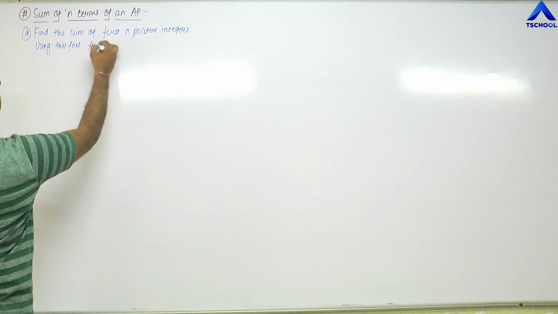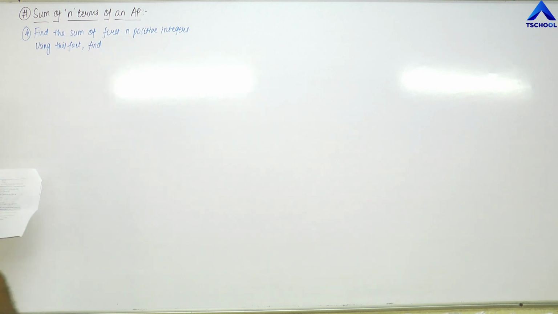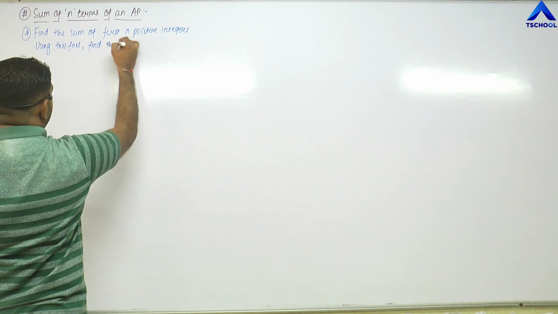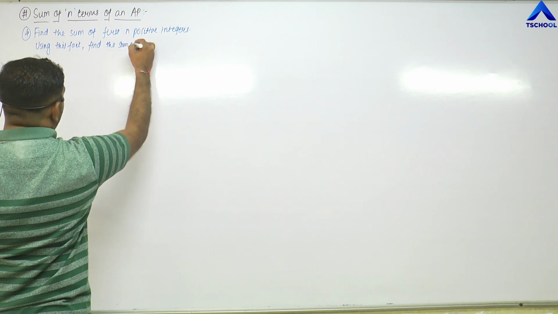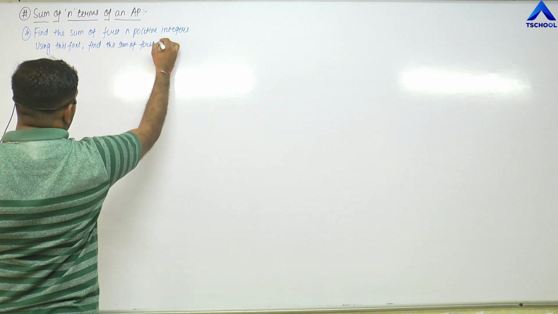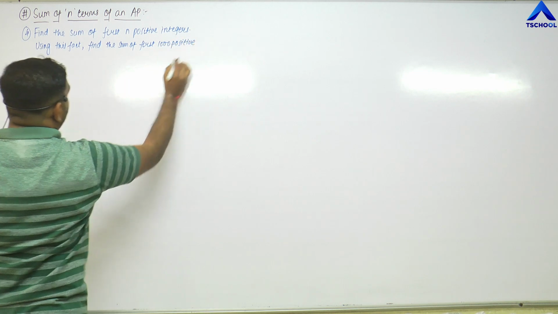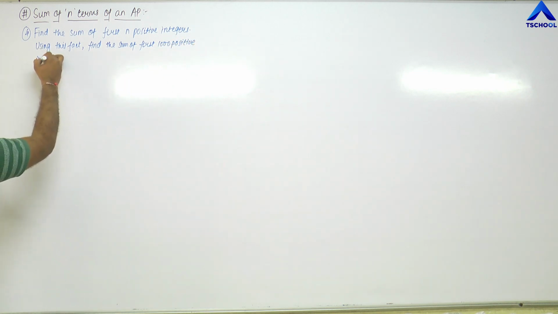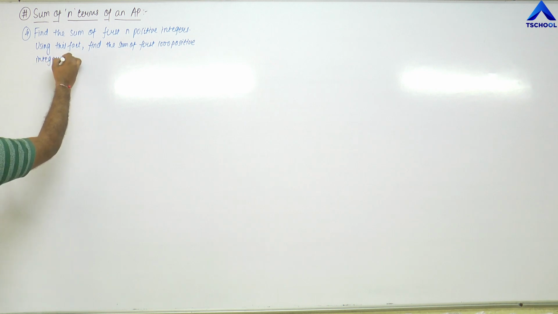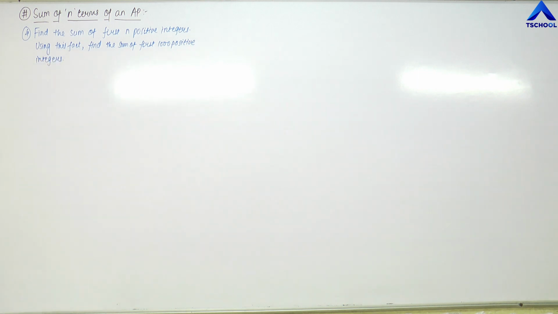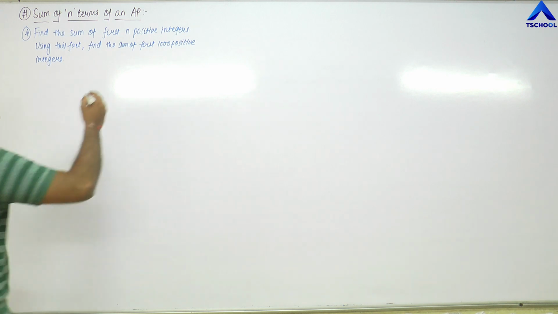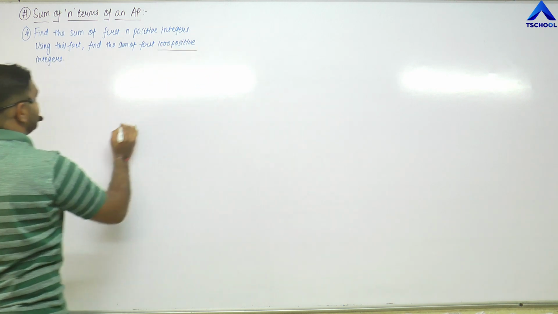find the sum of first 1000 positive integers. First of all, we need to find out the sum of first n positive integers. Then using that fact, we will find out the sum of first 1000 positive integers, right?